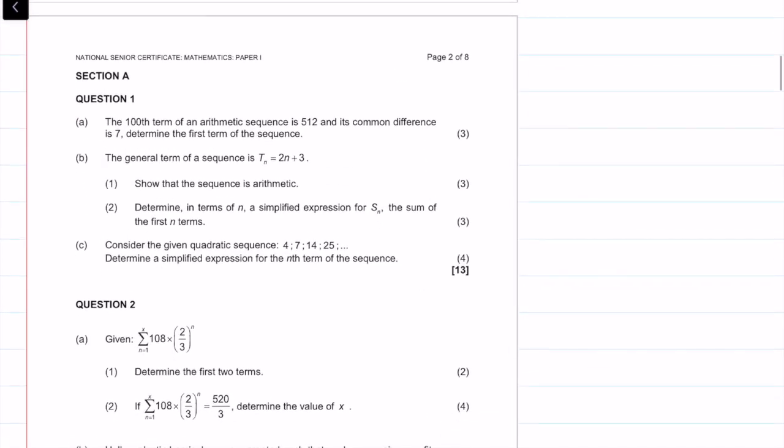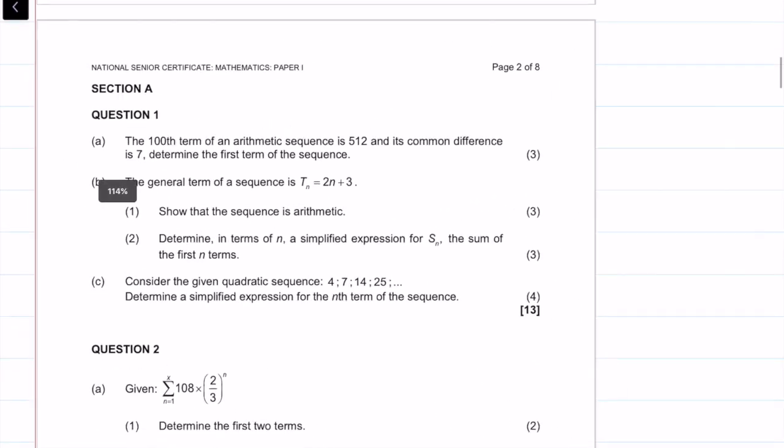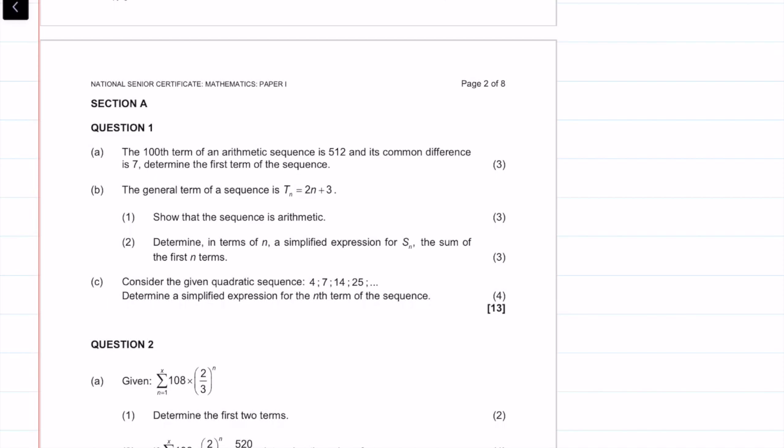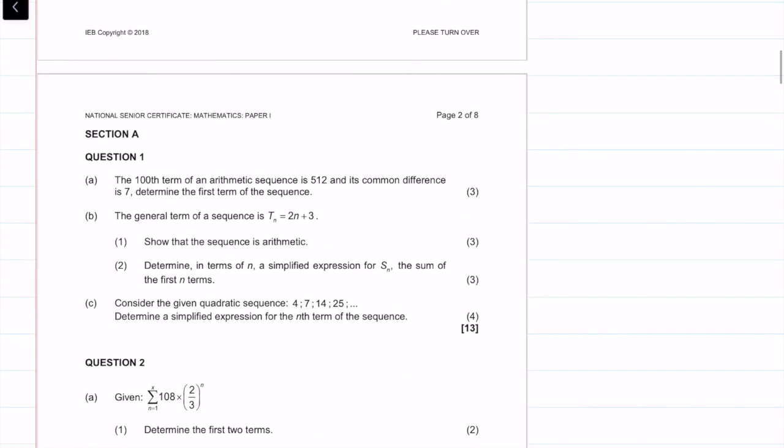We are going over the first question of section A, which has to do with number patterns. Quite a nice, interesting, simple section. So let's go through it.